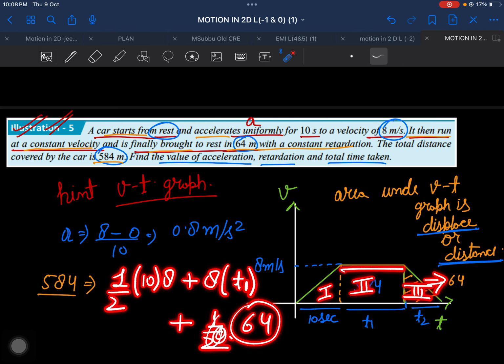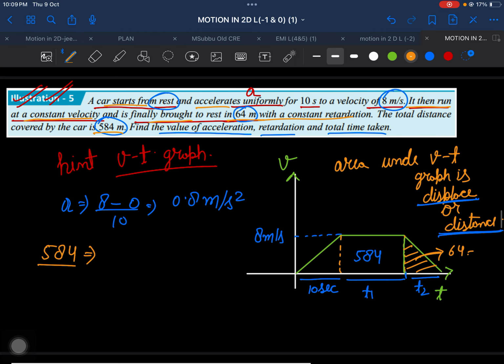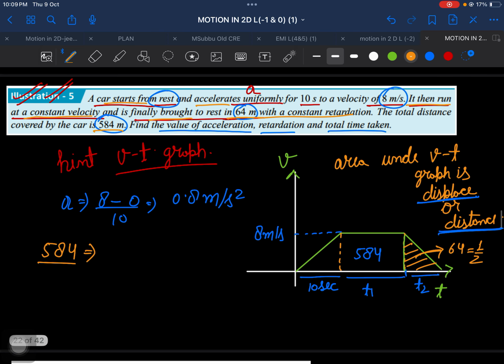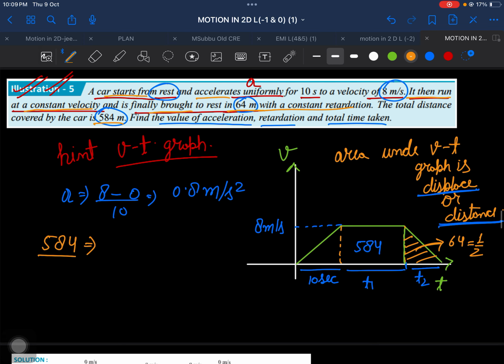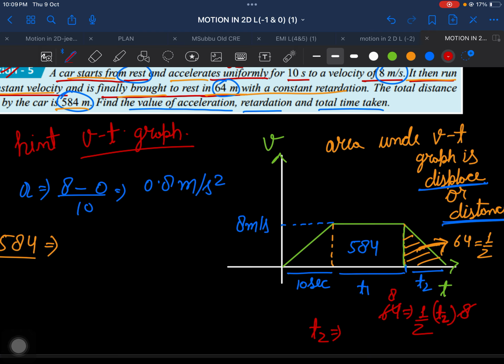Check everyone. And from this, 64 is equal to what? Half base into height. Again, half base into height. This area is the distance covered during retardation. So 64 is equal to half, base is T2, into height, which is 8. So your T2 is equal to, cutting 8 and 16, 16 seconds. So 16 seconds is your T2.